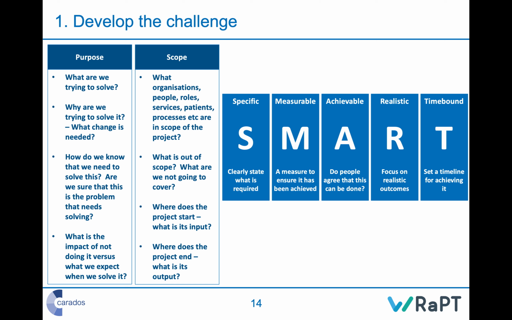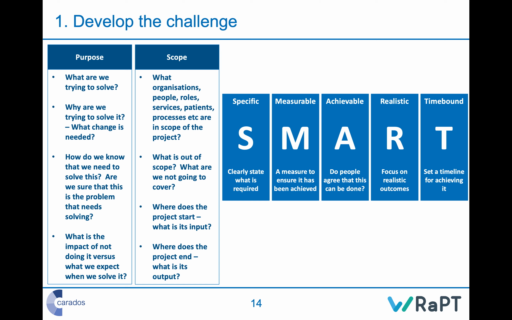And as I say, what is the impact of not doing it versus what the world will be like when we expect to solve it? We'll talk a lot about Kotter later on, about building a vision. And this is quite important, because if we can bring people along by saying, look, it's going to be a lot better because of X, Y, and Z, then that's a useful thing to know from a purpose point of view. And then we've talked about the scope, the organisations, the people, the roles, the services, the patients. Not a group I mentioned, but absolutely critical to keep them at the centre of this work. What patient groups potentially are in scope of this project, and what is out of scope.